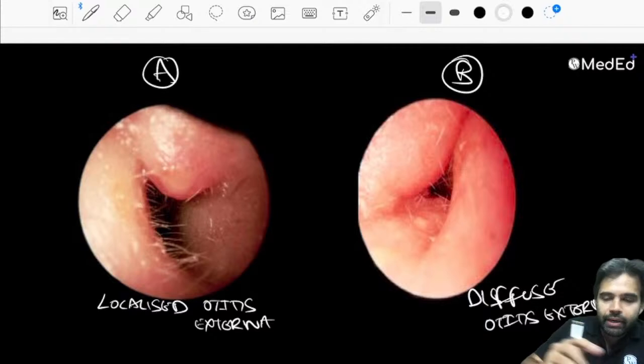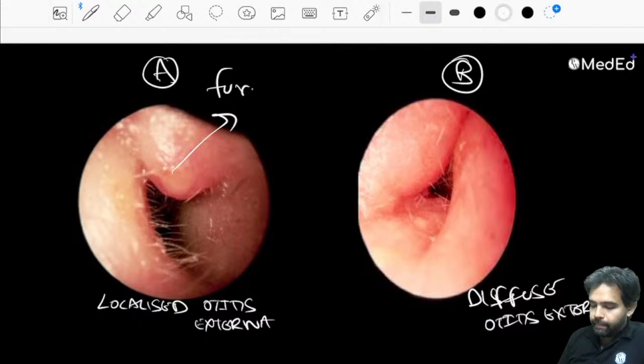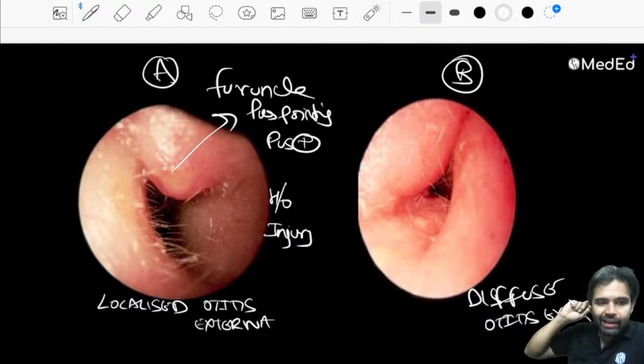Presentation is slightly different. Treatment wise, there is not much difference, but here you will see a very clear furuncle, pus pointing, or you may see frank pus also, and there will be history of some sort of injury. Put something in the ear, cleaning, and all of that.